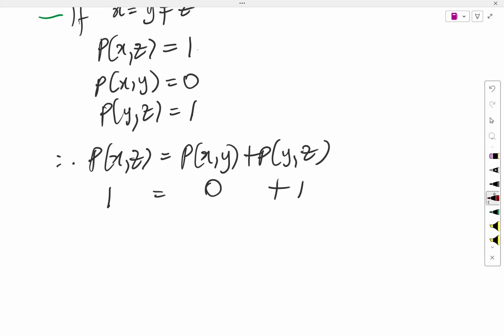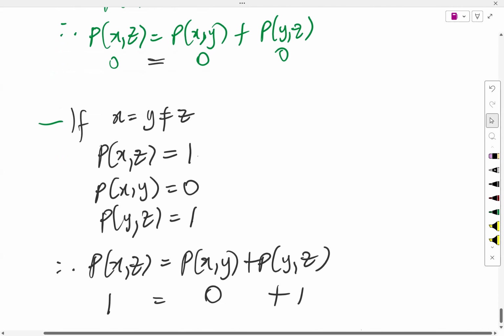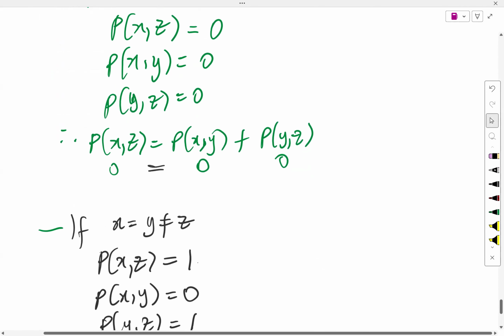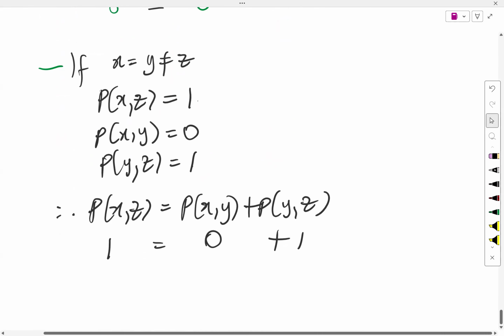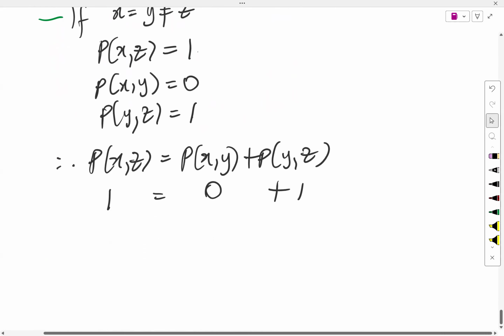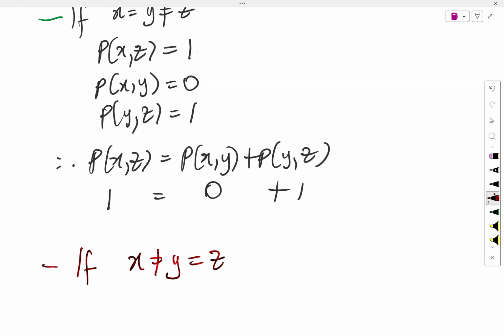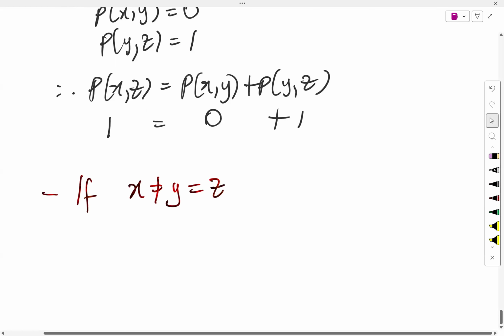Okay, so can we take the third possibility? The first case, we looked at x, y, z all the same. Second one, we have x and y equal, but z is different. So what if we have x not equal to y, but y is equal to z? That's another situation we can consider.